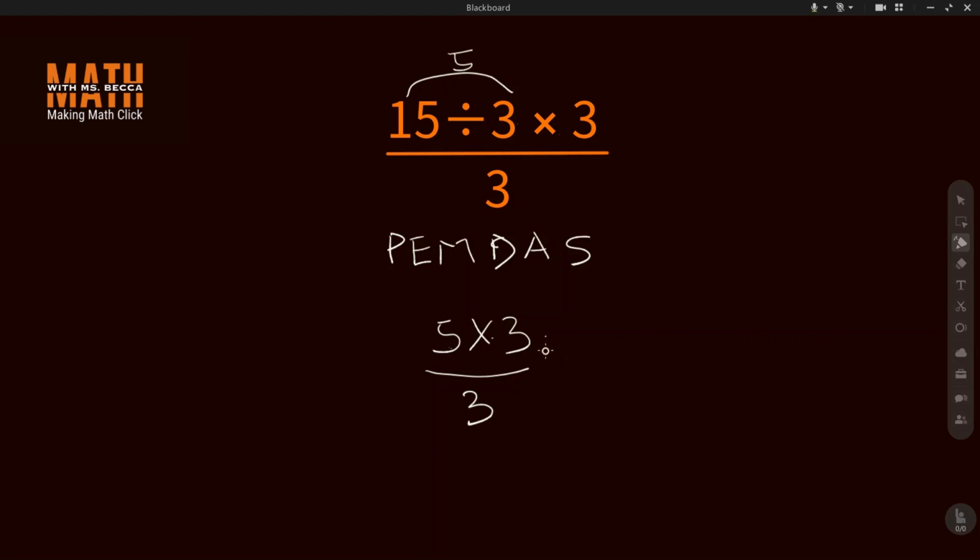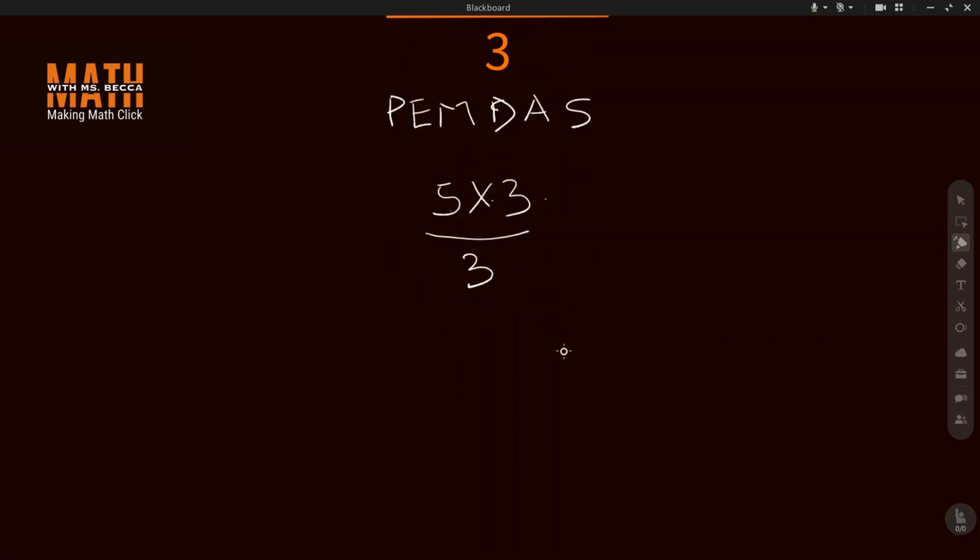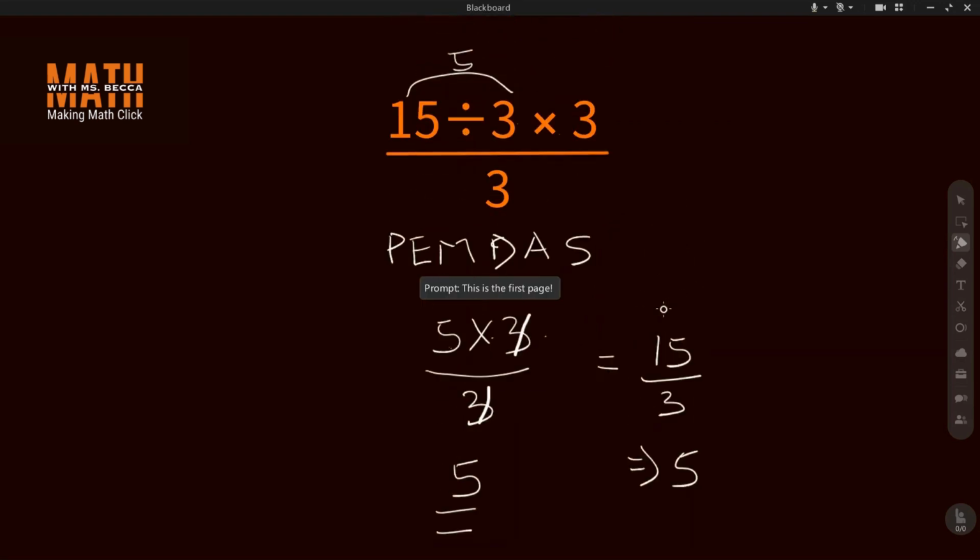Even if we don't multiply, we can just use this 3 to cancel out this 3, such that we will be left with 5. So the answer will be 5. Because if we multiply, we'll have the same thing, because 5 times 3 will give 15, and then 15 over 3 will give 5. So the answer to this question is 5.